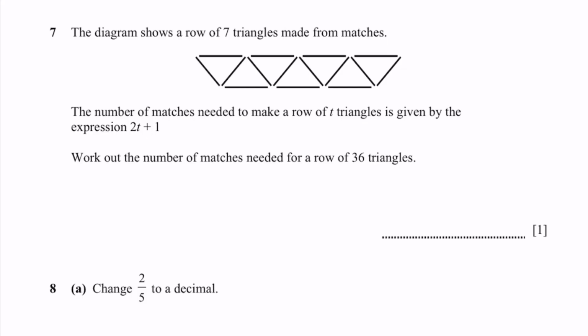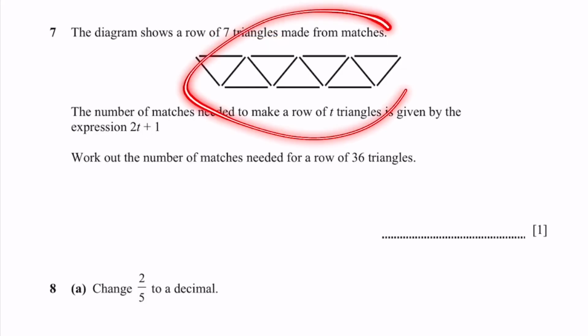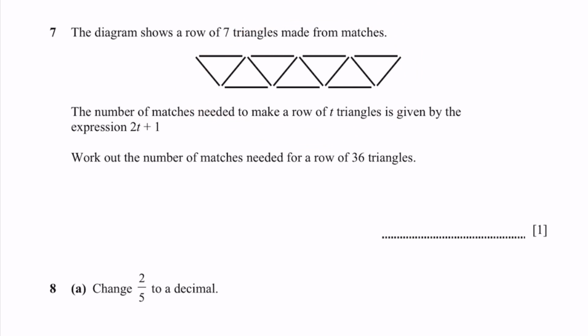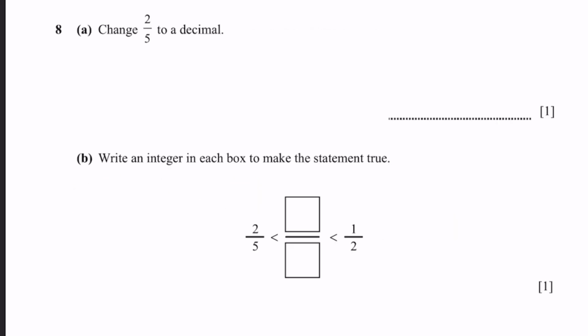Question 7. The diagram shows a row of 7 triangles made from matches. The number of matches needed to make a row of t triangles is given by the expression 2t plus 1. Work out the number of matches needed for a row of 36 triangles. So to make a certain number of triangles, we multiply the number by 2 and add 1, where the number is the triangles we want, and that gives the number of matches. So 2 into 36 plus 1, which is 72 plus 1, 73 matches.